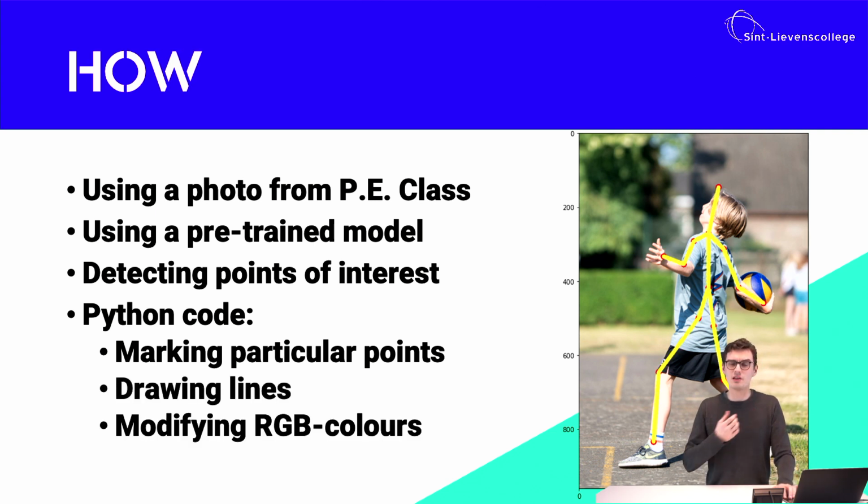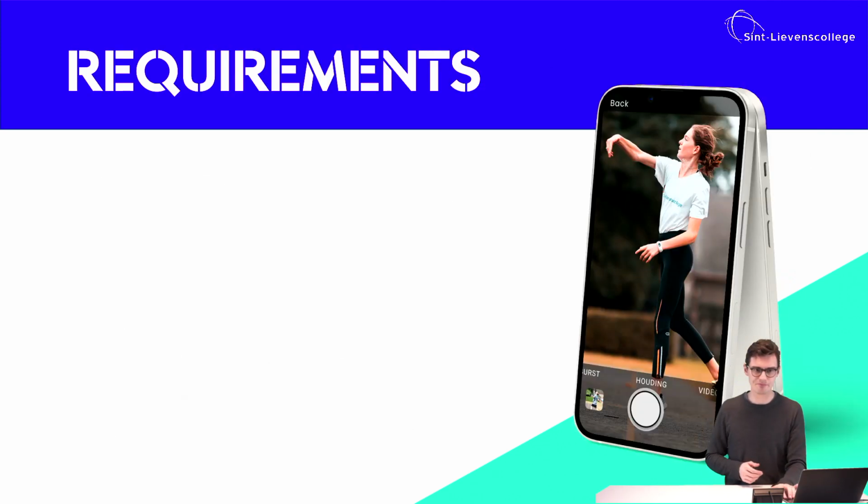It's possible to draw lines. You can see a stick figure being created, and then we can modify the RGB colors to mark which parts of the form or technique are being done properly and which are done wrong. So as a student, you'll be using an AI technique, modifying bits using Python code, and combining this with your PE knowledge to give grounded feedback to a co-student.